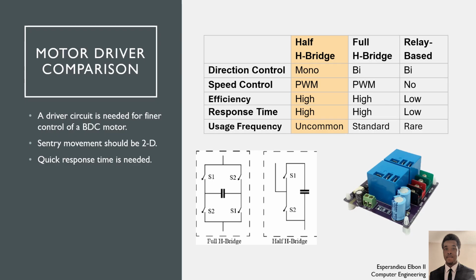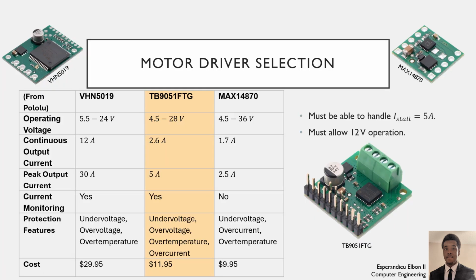Further, H-bridges are really the only proper choice to do anything robotics related. The most important parameters for motor driver selection are driver operating voltage and driver continuous output current. The operating voltage should be able to accommodate the supply needed to power the motors, and the driver should be able to handle the motor stall current.